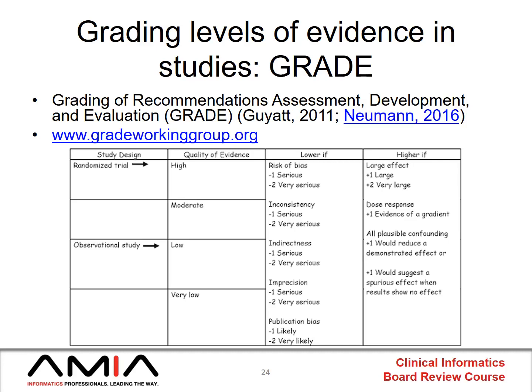There are some attributes that will increase the quality of the evidence. For example, when there is a large treatment effect or evidence of a dose response for the intervention, the quality of evidence may also be increased when all plausible confounding is accounted for or would suggest a spurious effect when the results actually show no effect. So, for example, a randomized controlled trial that has a serious risk of bias would start as high quality of evidence and then be downgraded to moderate quality of evidence. On the other hand, if it had a large effect, the quality of evidence may go back up from moderate to high.